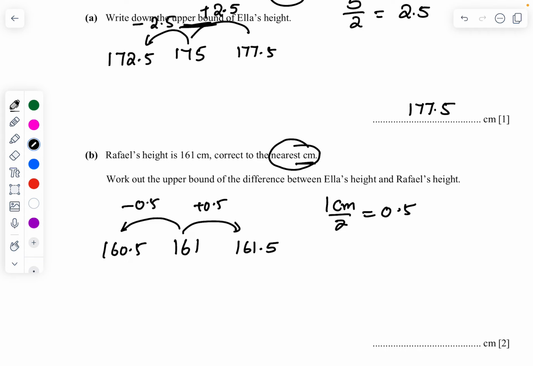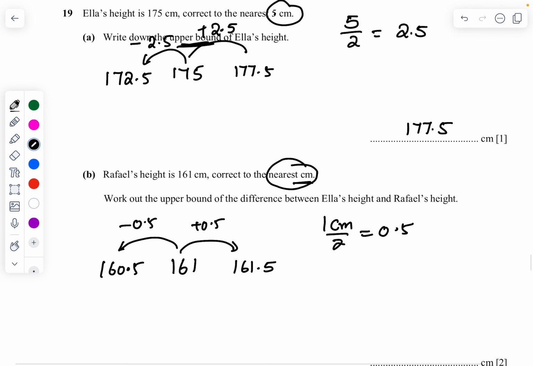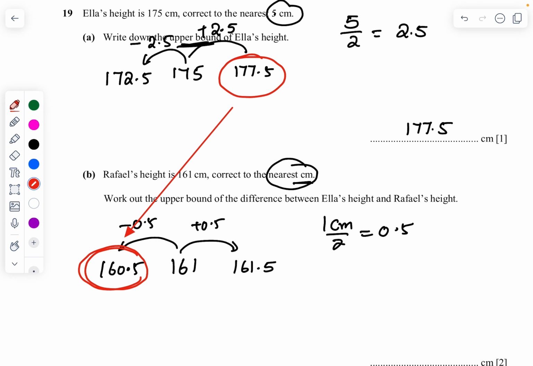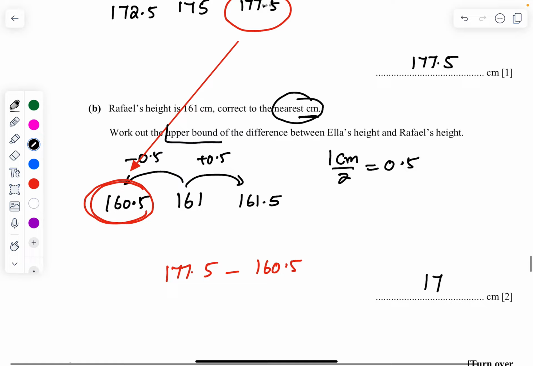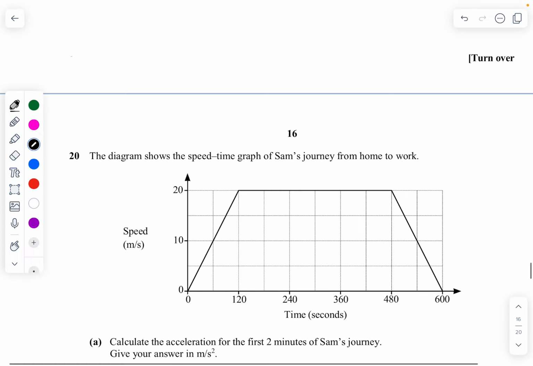Write down the upper bound of the difference. So what is the highest difference? The highest difference will be there when I take the lower bound for this one and the upper bound for this one. So when I combine both, that is going to be the answer: 177.5 minus 160.5, which is 17 centimeters. So that is the upper bound of the difference, the highest difference I should be able to get.